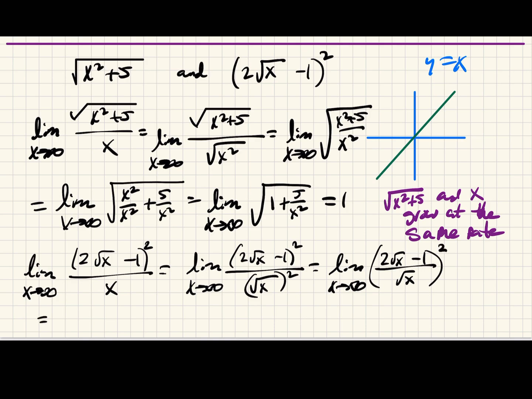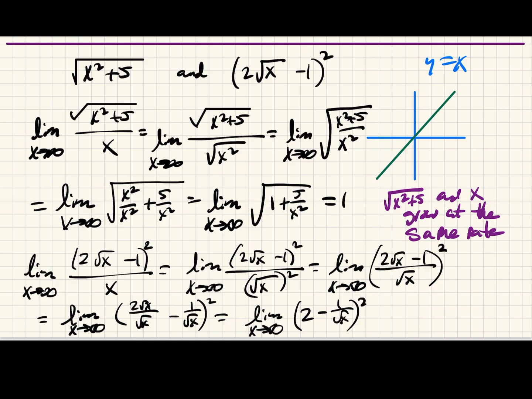I can make two fractions out of that. So I'll have the limit as x goes to infinity of 2 square root of x over square root of x, minus 1 over the square root of x, squared, which would be the limit as x goes to infinity of 2 minus 1 over the square root of x, squared. Square root of x, as x goes to infinity, is still going to infinity, right? So I have 2 minus 0, or 2 squared, or 4.